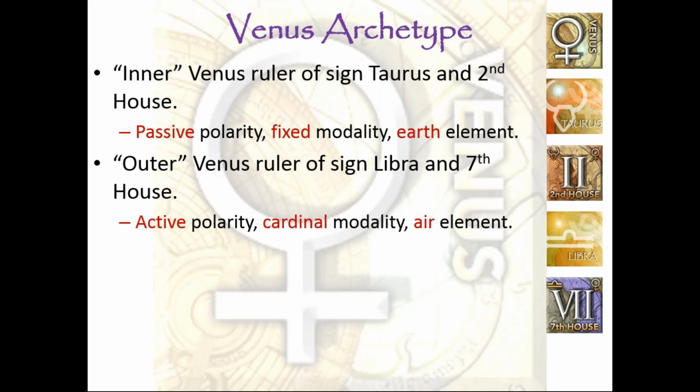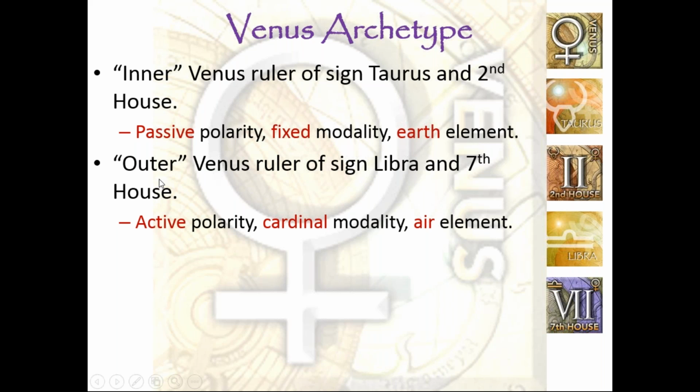Today, as we look at the Venus archetype, Venus currently rules 2 signs and 2 houses of the zodiac. And just like we learned last month with Mercury, it's the same with Venus. There's an inner side and an outer side. The inner side of Venus is its rulership of the sign Taurus in the 2nd house. This comes from the polarity of Taurus and 2nd house, or energy returning to the center. The inner side of Venus with Taurus 2nd house is passive polarity, fixed modality, earth element.